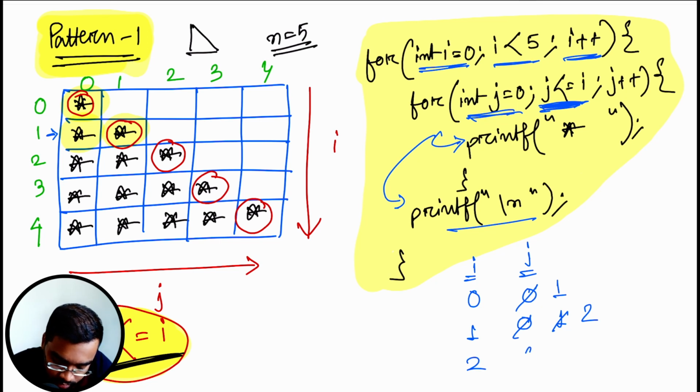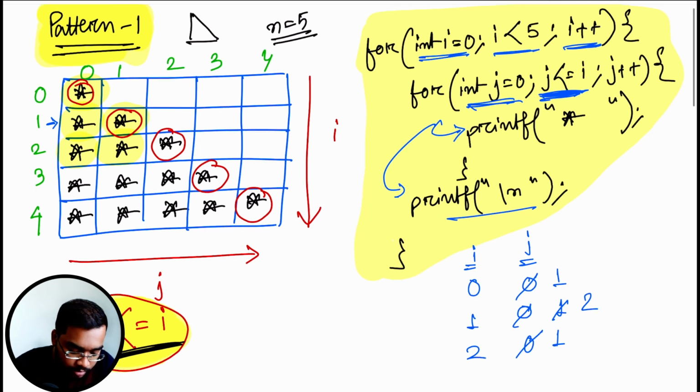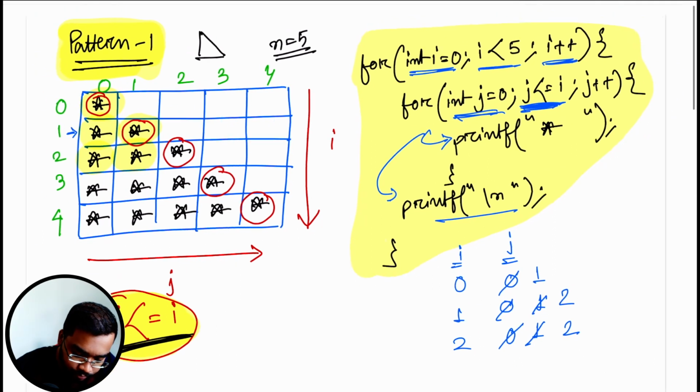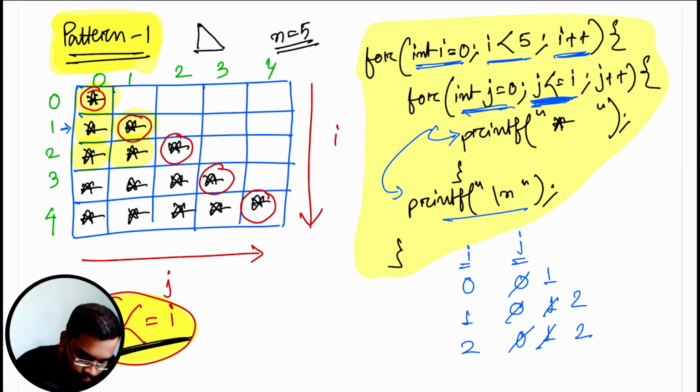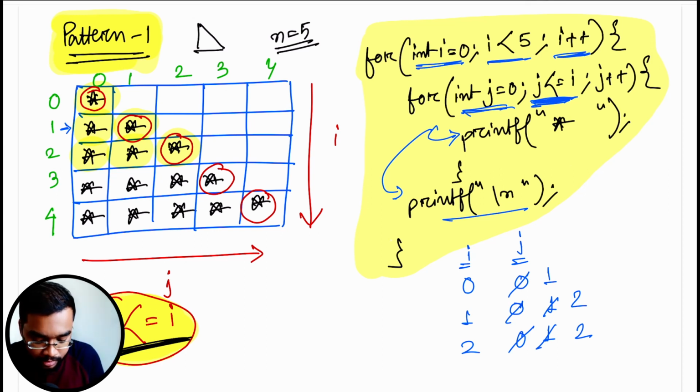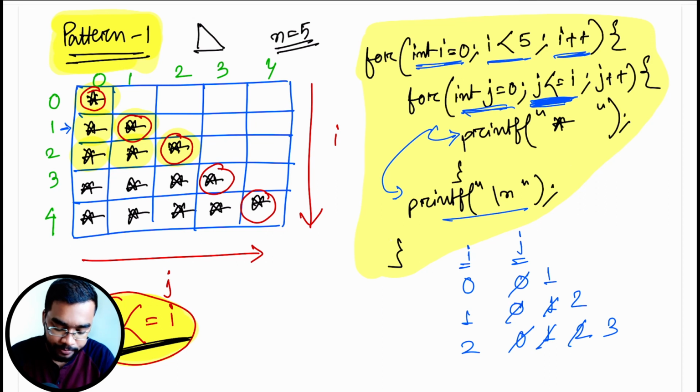I equal to 2, j equal to 0. So this one will be printed out. Then j equal to 1, then this one is going to be printed out. Then j equal to 2, so this one is going to be printed out. Now j equal to 3, so it's not going to be working. Then backslash n, and then i equal to 3, and j equal to 1, 2, 3, and 4.